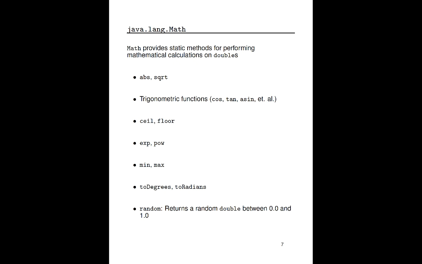The java.lang.Math class is where a number of, well, mathematical and arithmetic methods lie. So if you want to know how you find the absolute value of a number or the square root of a number in Java, this is the class that you use. And these are all static methods that you invoke on the Math class. So you've got trigonometric functions, you've got things like exponential arithmetic. You can find the min and max of two numbers and convert between degrees and radians. There's also a random method that will return a random double somewhere between 0.0 and 1.0.